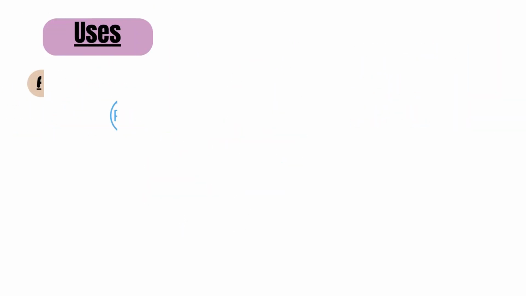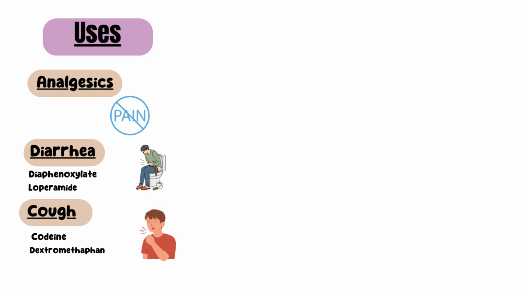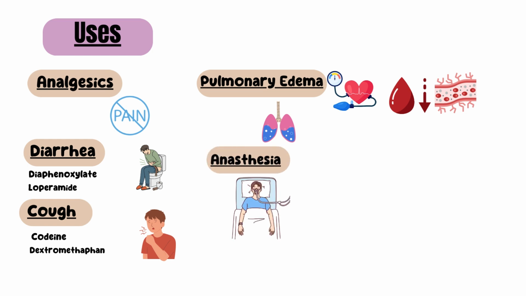Coming towards the uses, opioid binds to kappa receptor, decreasing the GIT motility and is used to treat diarrhea. Mainly diphenoxylate and loperamide are used for this purpose. Codeine and dextromethorphan, they are mainly antitussive drugs. They relieve the cough by stimulating the mu and kappa receptors in the cough center in the brain. Opioid also reduces preload and pulmonary capillary pressure and is helpful in treating the pulmonary edema. They are also used as sedatives and analgesic drugs in the induction of anesthesia.